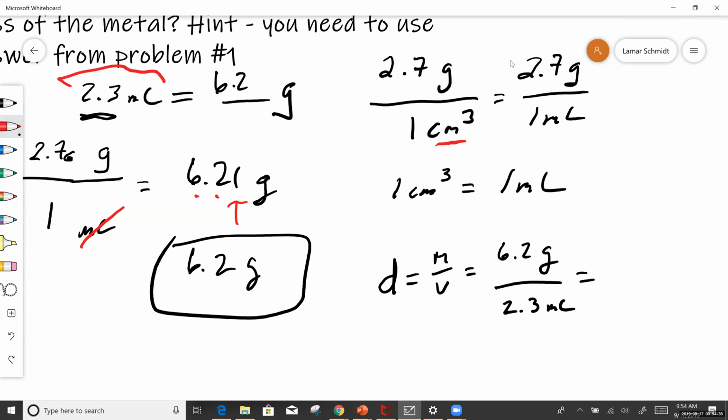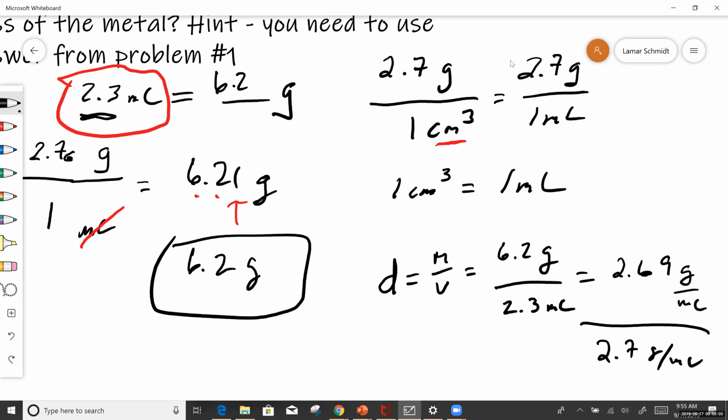Right here is your volume. You see that? That's where I'm getting 2.3. All right, so what does that come out to be? 6.2 divided by 2.3. Comes out to be what? 2.69, and if we use 2 sig figs, it's what? It's 2.7 grams per milliliter. Isn't that what we said our density was? So our mass must be correct. Do you see that? So there's always a way to check.